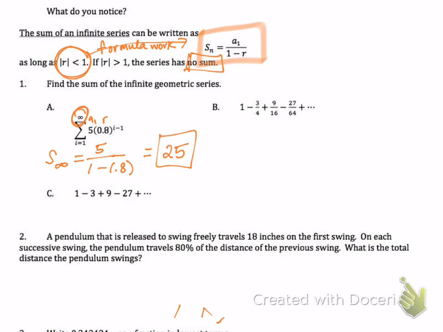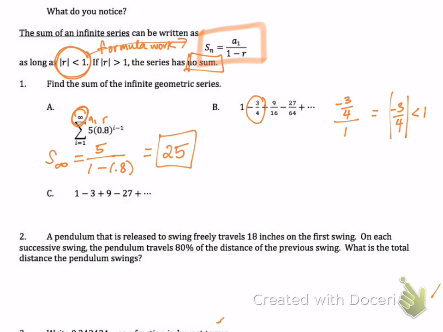For part B, I need to figure out what my rate is. So how do you figure out what a rate is in a geometric sequence? You divide. So I'm going to take -3/4 divided by 1, which you end up getting what? -3/4. Is that number less than 1? Yes. Or I guess the absolute value of it is less than 1. So that means that this formula will work.